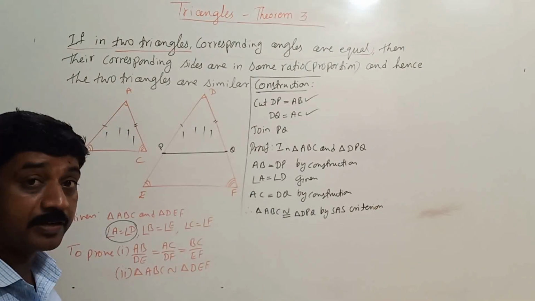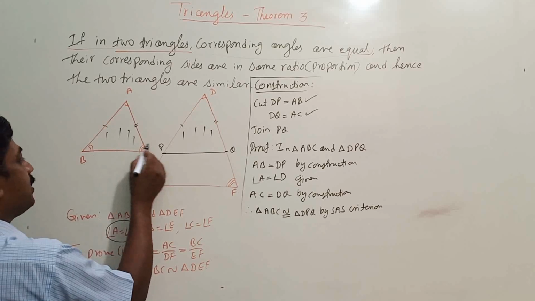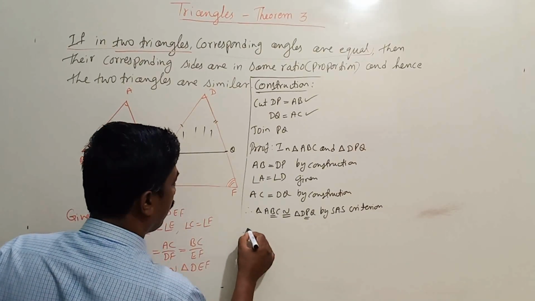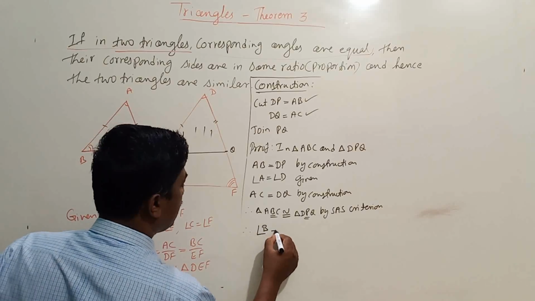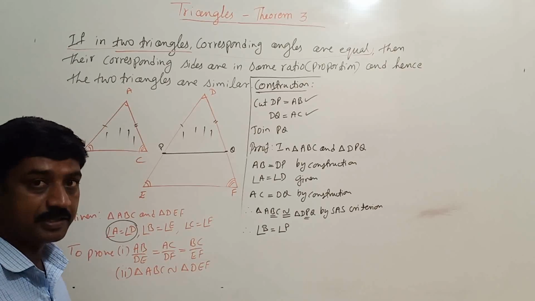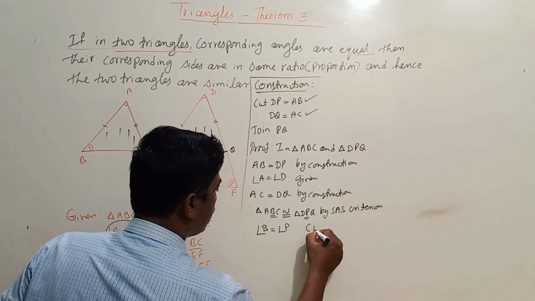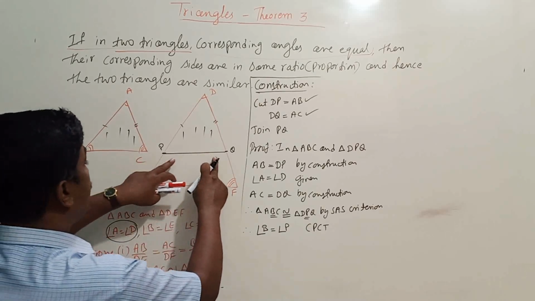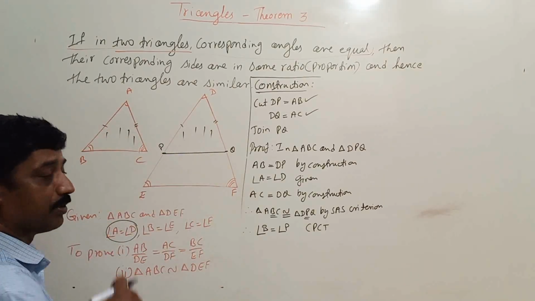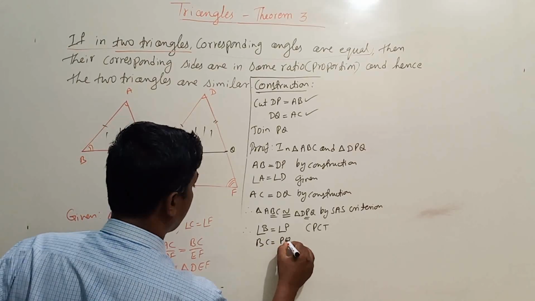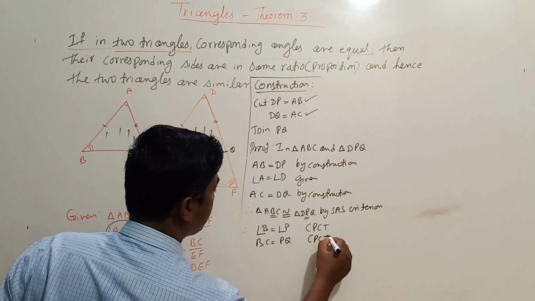Now, why did I prove that? I can take that angle B is equal to angle P. So therefore, angle B is equal to angle P, CT. Understand here, what is that? CT. And also I can take that BC is equal to PQ also because they are congruent, right? BC is equal to PQ also. What is that? CT.